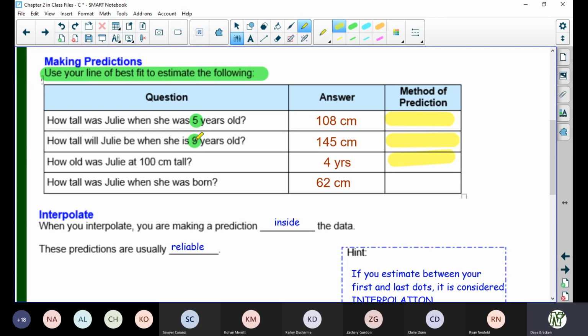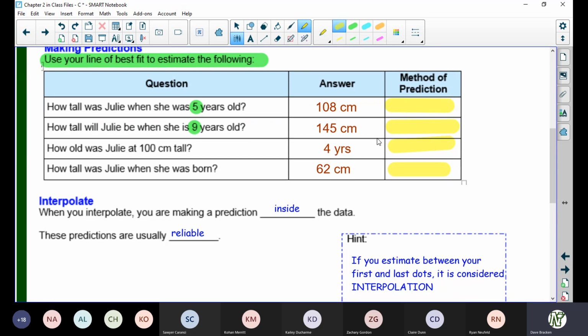What about for 9 years old? What about for 10? What about for when she was born? Is each one of these predictions inter or extrapolation? That's what you're going to write right here. Does that make sense, Abby? Yes, thank you. Okay, perfect.